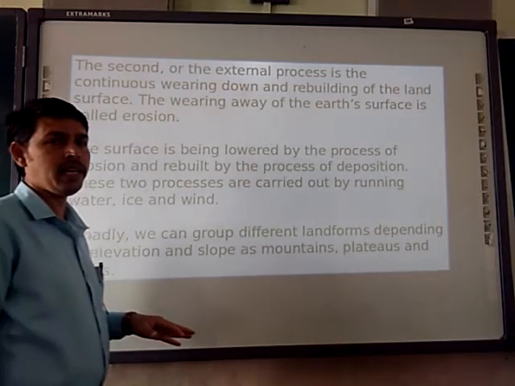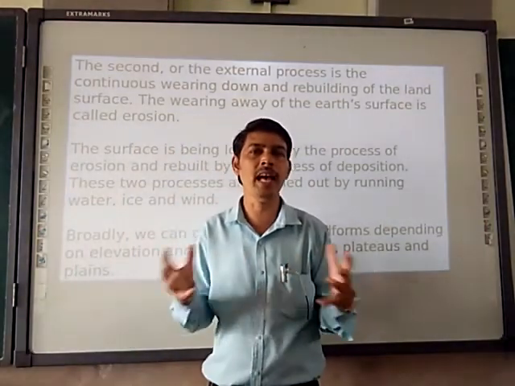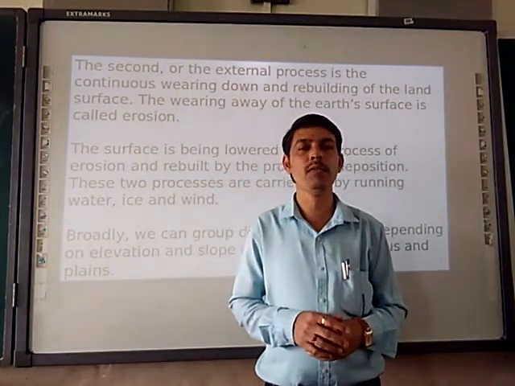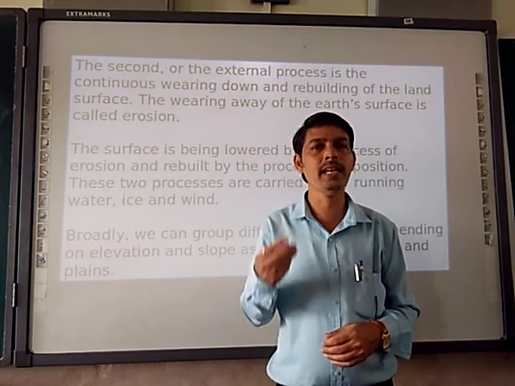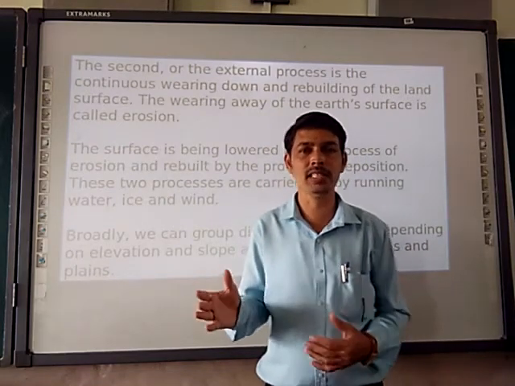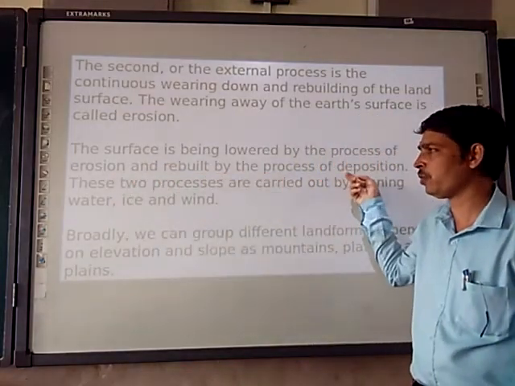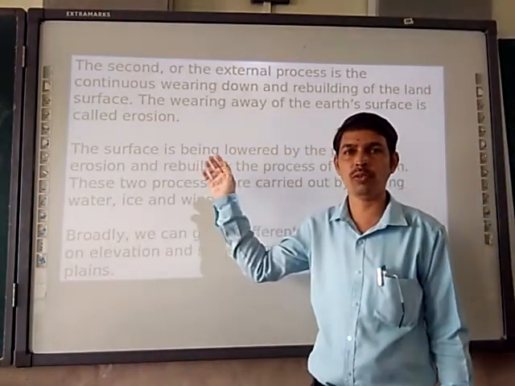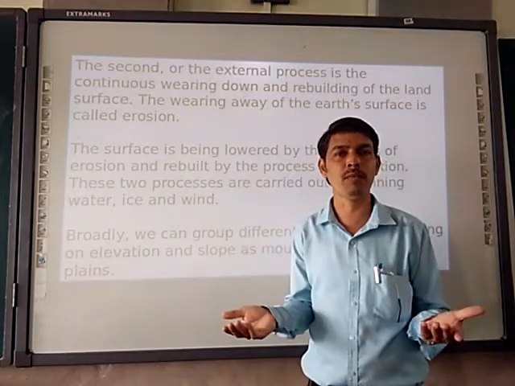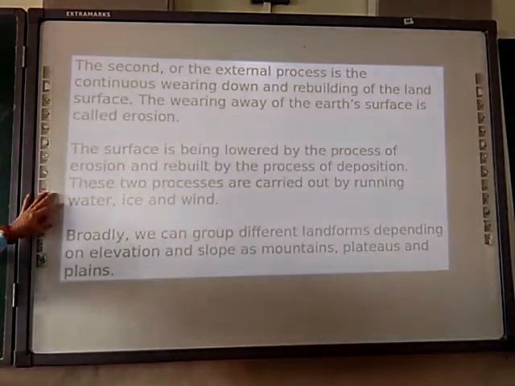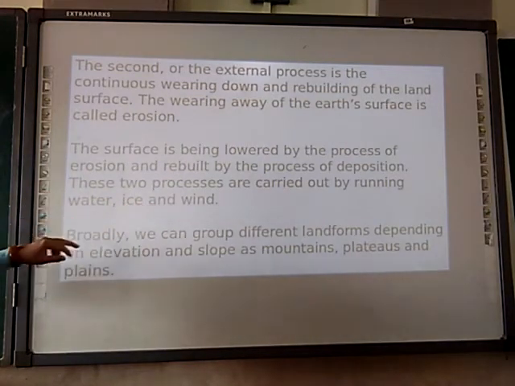The surface is being lowered by the process of erosion and rebuilt by the process of deposition. So here we are seeing about the different landforms of the earth. What are the major landforms of the earth? First one is the mountain, plain and plateau. And here we are seeing the meaning of erosion and the meaning of deposition, and how, by those two processes, the different landforms are formed. These two processes are carried out by running water, ice and wind.